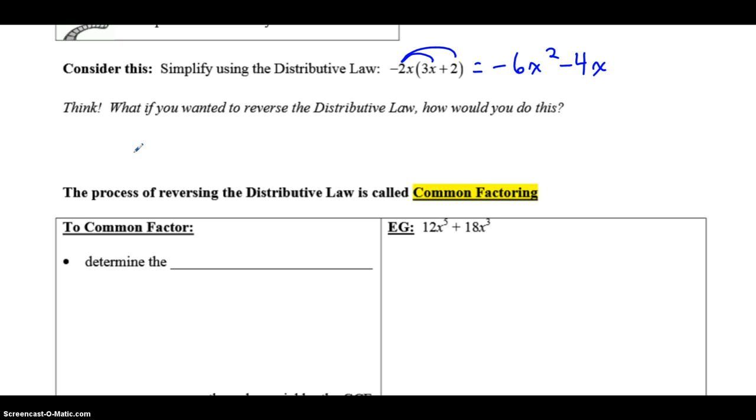So what I want you to think about for a minute, and you can pause the video to do that and jot down a few points that you think of. What if I wanted you to reverse the distributive law? So in other words, if I gave you this question, negative 6x squared minus 4x, and I wanted you to come up with this piece as your answer, how can you do that? What would you have to do? So take a second, pause the video, jot down any things that you think that you might do to make that happen.